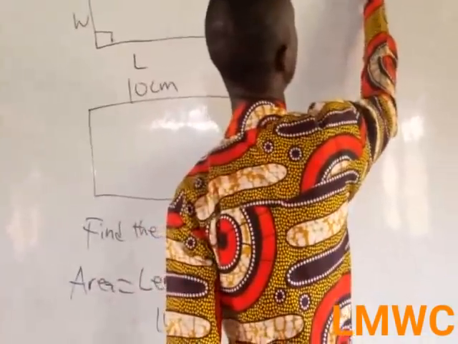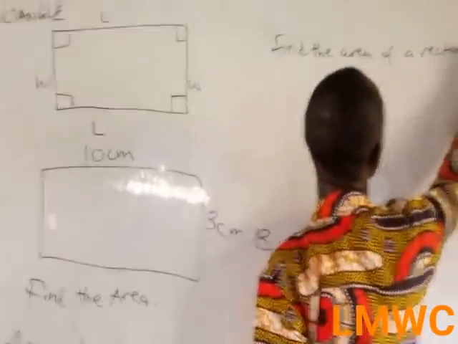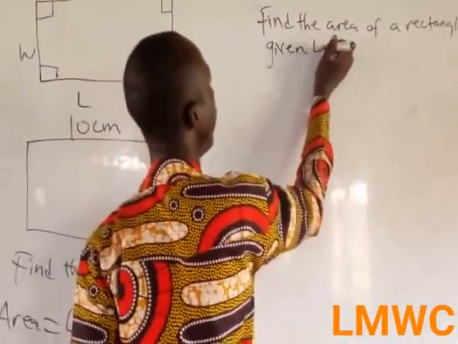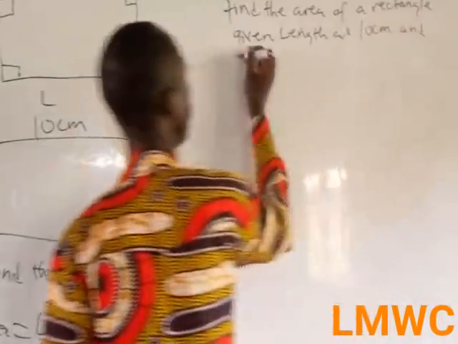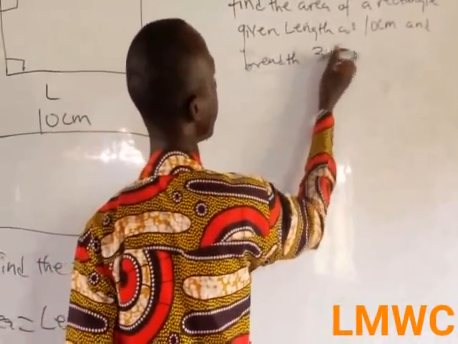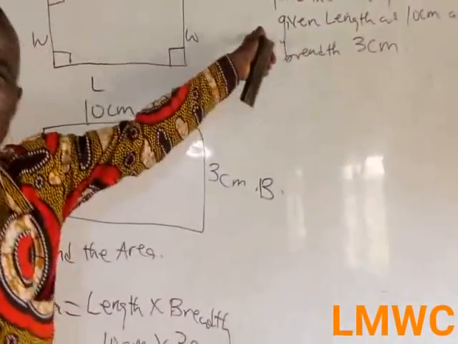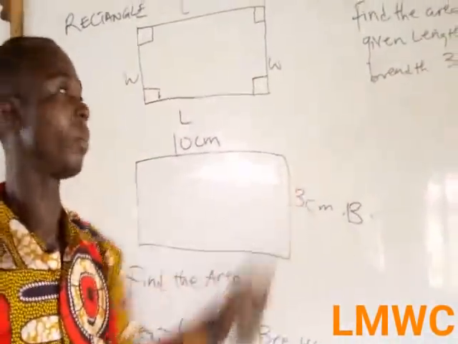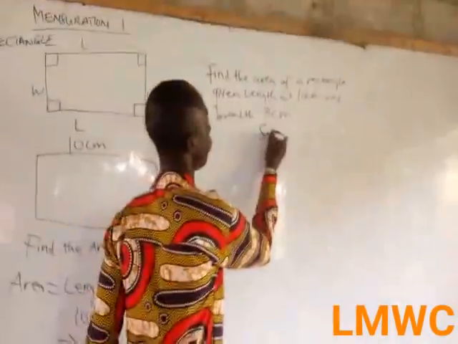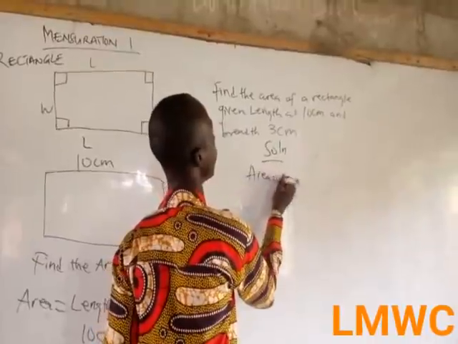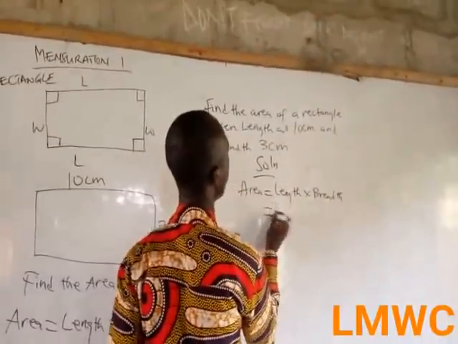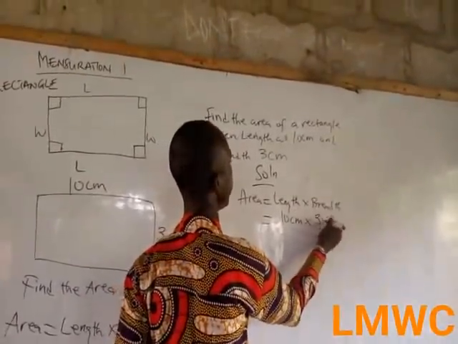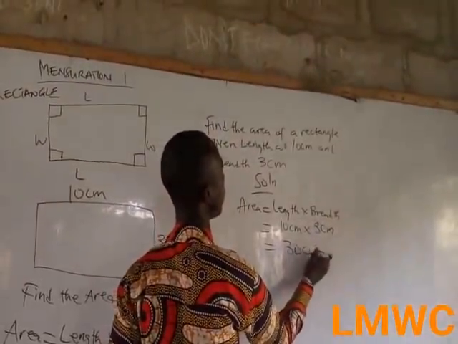Find the area of a rectangle given length as 10 centimeters and breadth 3 centimeters. You see, this question is the same as this question, just that it's in statements. So you write your formula. The formula, area is equal to length times breadth. So length is equal to 10 centimeters times breadth 3 centimeters. So we have 30 centimeters square.